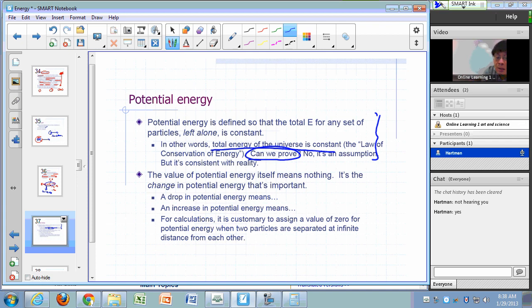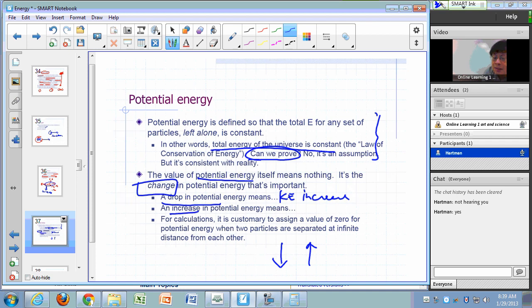All right. Now the value of potential energy really doesn't mean anything at all. It's the change in the potential energy that's important to us. So when we write formulas for calculating potential energy, we may get a number, but that number itself doesn't really mean anything. What we're more interested in is what happens to that potential energy. Did it go up? Did it go down? Because when you have a drop in potential energy, that simply means that your kinetic energy has increased. Okay? So if my potential energy drops by 5 joules, my kinetic energy increases by 5 joules.